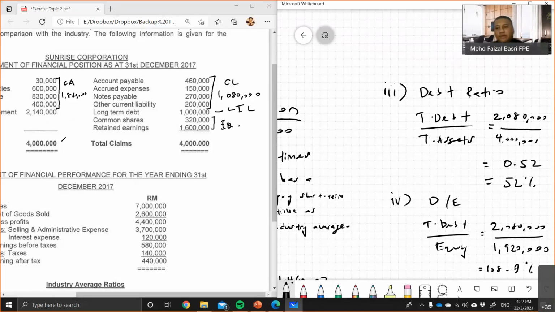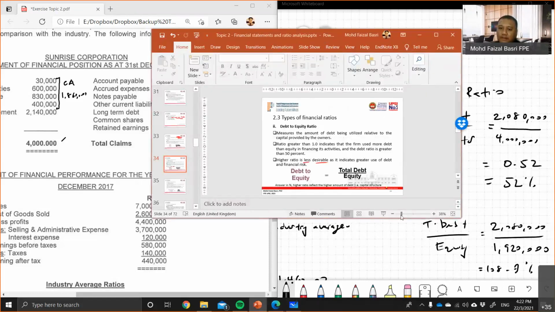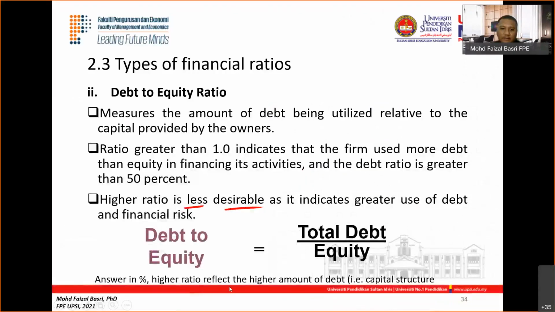Okay, 108.3%. So it's high. Above that 100%. So obviously this company is dependent on debt too much. The amount of debt is more than the equity. Therefore, the usage of debt against the equity is more. Therefore, the capital structure leans towards debt driven, or debt dependent.